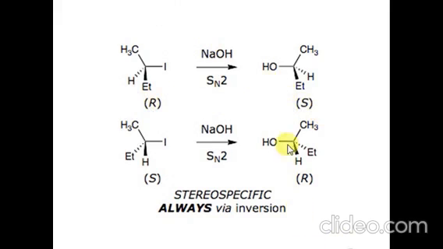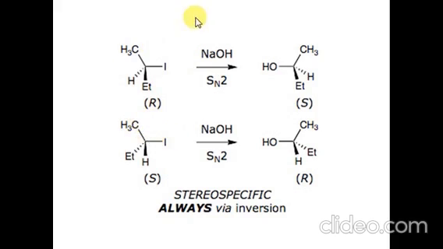So the stereochemistry of the product is dependent on the stereochemistry of the reactant. If the reactant is R, the product should be S, and if the reactant is S, the product should be R, right? So in this specific reaction, there is no other option but inversion, right? And the reason for that is this iodine. Iodine is a very good leaving group and very large in size.